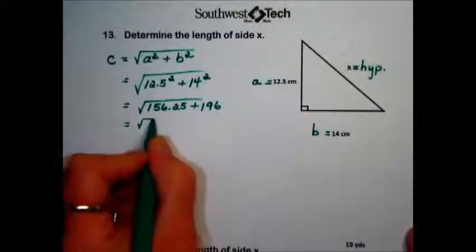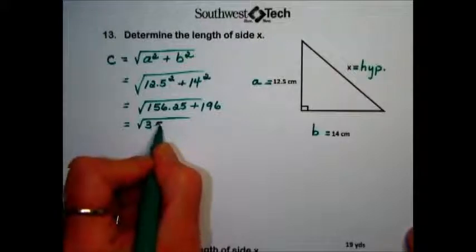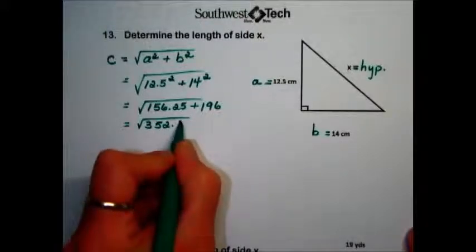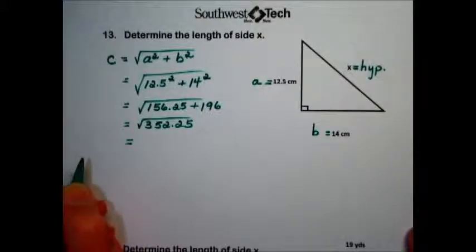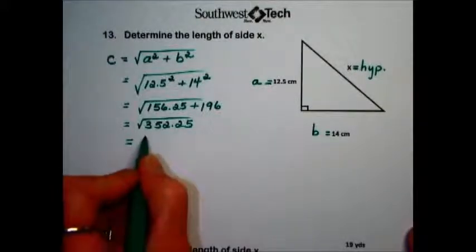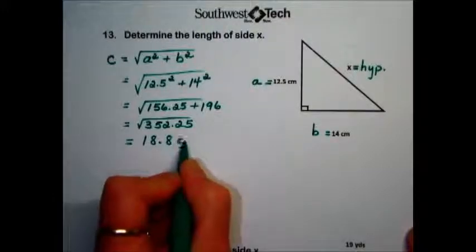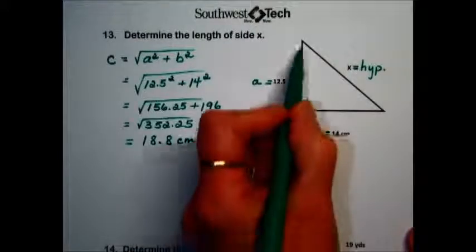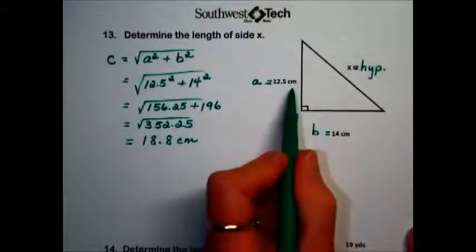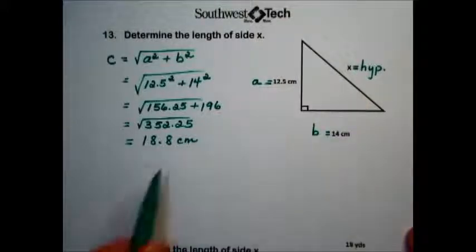Next, we will add those values together. The sum is 352.25. And last, we'll take the square root. The square root gives us a value of 18.8 when we round it to the nearest tenth. Each of these legs that are making up the right angle have a measurement in centimeters, therefore our hypotenuse will also be in centimeters as well.